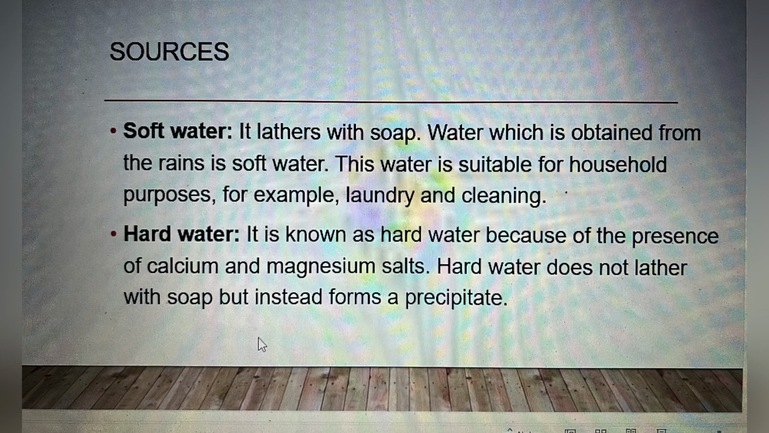Now, before discussing the purification of hard water, we will discuss again the sources of soft water and hard water. Soft water lathers with soap, and water obtained from rain is called soft water. This water is suitable for household purposes, for example laundry and cleaning. Hard water is known as hard water because of the presence of calcium and magnesium salts. Hard water does not lather with soap but instead forms a precipitate or scum.